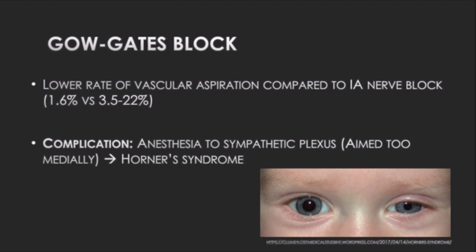Okay. So your Gow-Gates block has been shown to have a lower rate of vascular aspiration when compared to the IA nerve block, but some complications include if you accidentally aim a little bit too medially, you can anesthetize the sympathetic plexus, so they'll get a little bit of a Horner syndrome. So ptosis, miosis, anhidrosis, right?